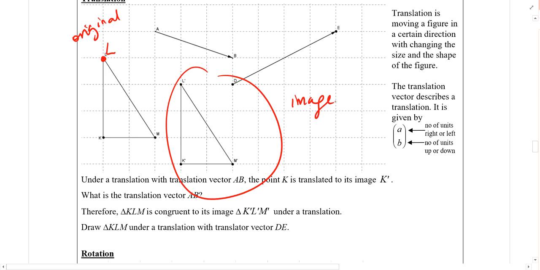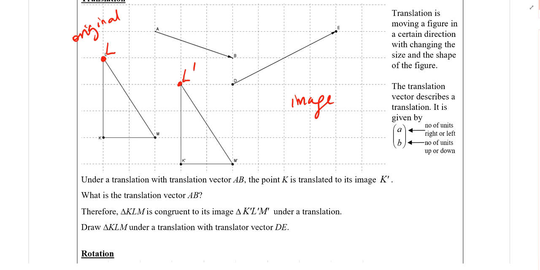Now tell me, is this a reflection? Yes or no? No, it is not a reflection. Very clearly it's not a reflection. It is some other transformation. And let's see how did the point L change. Point L came to this point, L prime. How did it move there? It went from here, okay, from the start to the end.